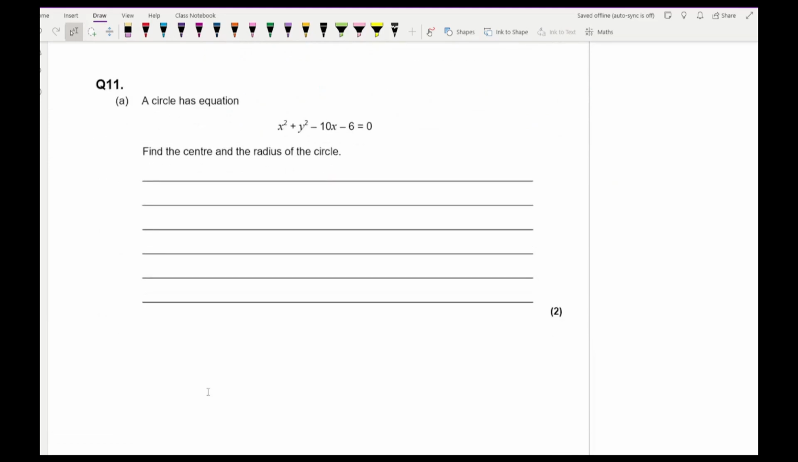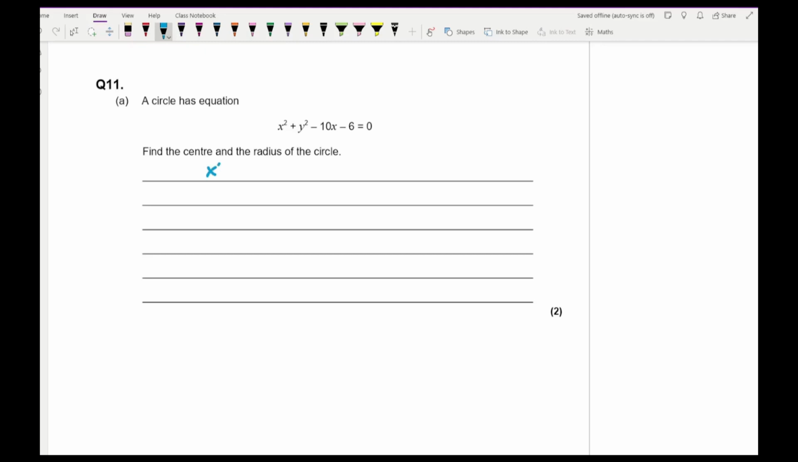Then moving on to question 11, it says that a circle has the equation of x squared plus y squared minus 10x minus 6 equals 0. Find the centre and the radius of the circle. So for this, all we need to do is factorise using CTS, completing the square, to get it in the format of our brackets.